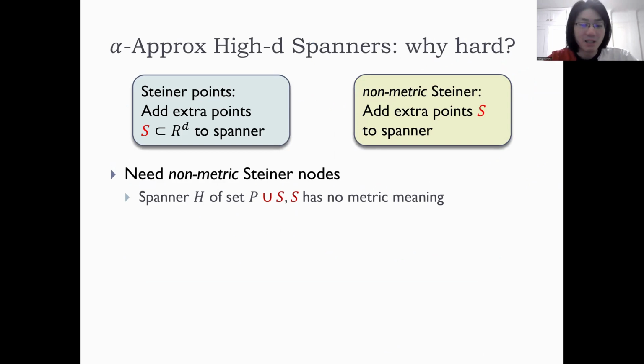And before introducing our main theorem, we have to distinguish the Steiner point, which we define as a non-metric Steiner point. It is because in the geometric community, we often refer to the Steiner point as the extra point, which is a real point in R^d space.